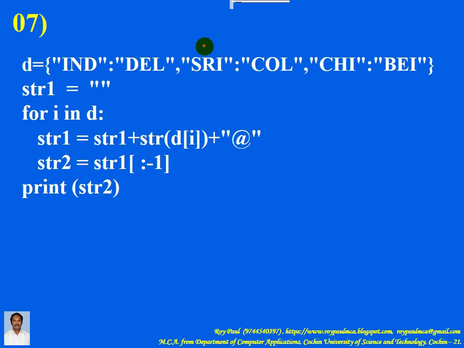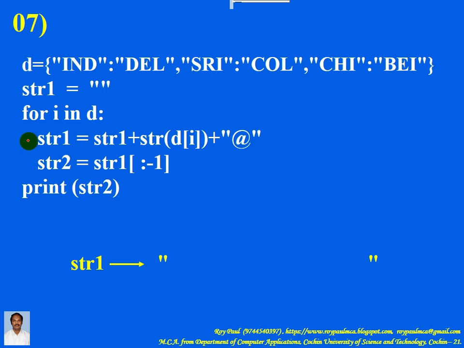Question number 7. It's an output type of question. So anyway, global variables are not there. Execution starts at the main function. D is pointing to this dictionary. Now str1 equal to empty string. So you can note down str1 is pointing to empty string.